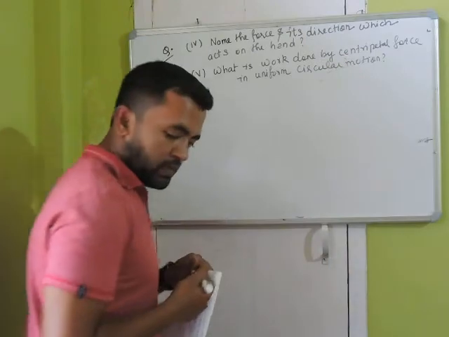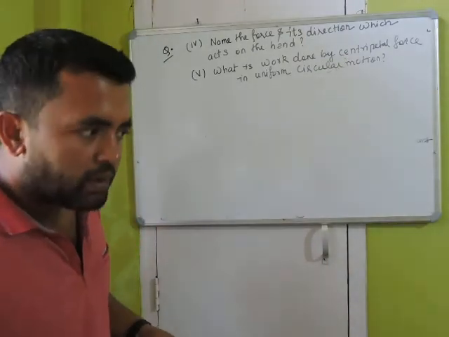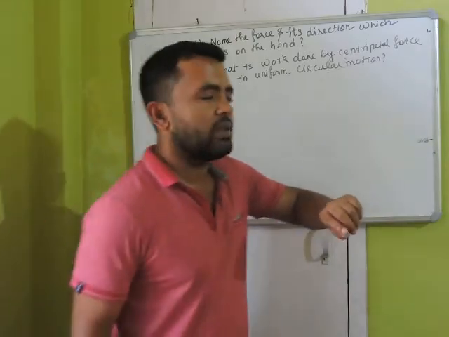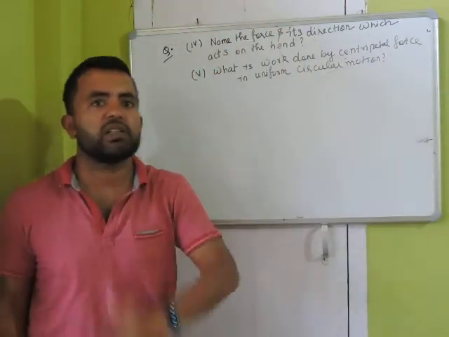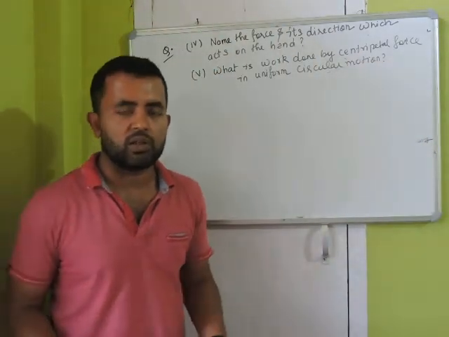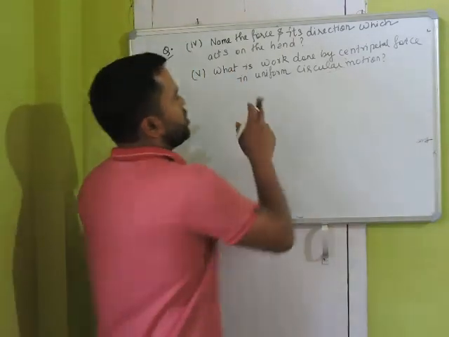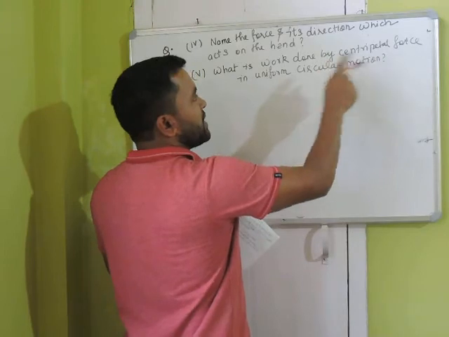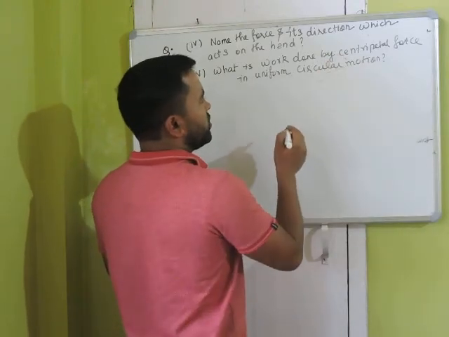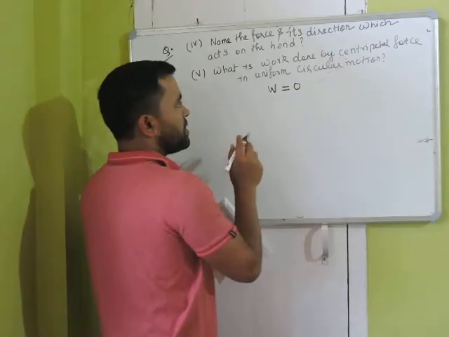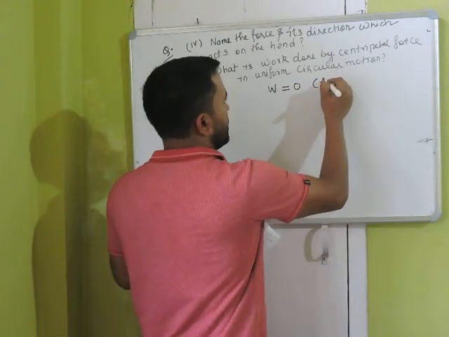Now we'll generally see students give a very wrong answer. They say that in a circular motion displacement is 0, so work done is 0, but that is a wrong answer. So what is the work done by centripetal force in uniform circular motion? The answer comes out to be 0. We'll try to understand it. Okay, this is the answer.